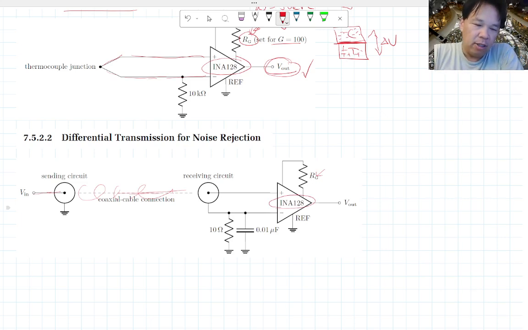and you can set this RG to be whatever you need in order to get the gain that you want. If you remove that, you would get a gain of 1, remember? Okay, and what you do is add this along with an RC here, which takes out some of the ground noise. The outer shell here is typically the ground signal. The inner core is actually the incoming signal itself.